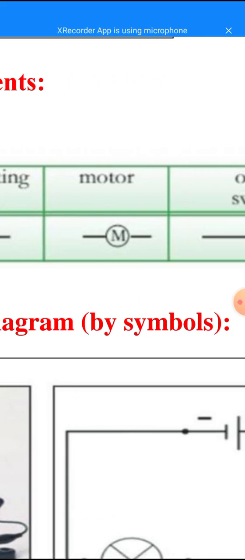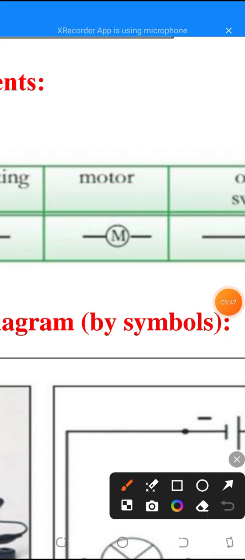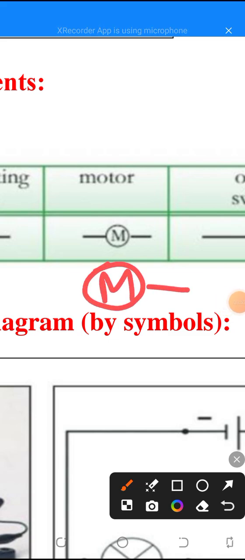We have a motor. A motor is like a lamp. It needs electricity to function, but instead of glowing like the lamp, the motor rotates, okay, like a fan. So the motor has this symbol, circle, letter M inside it, and from the middle we draw the wires.